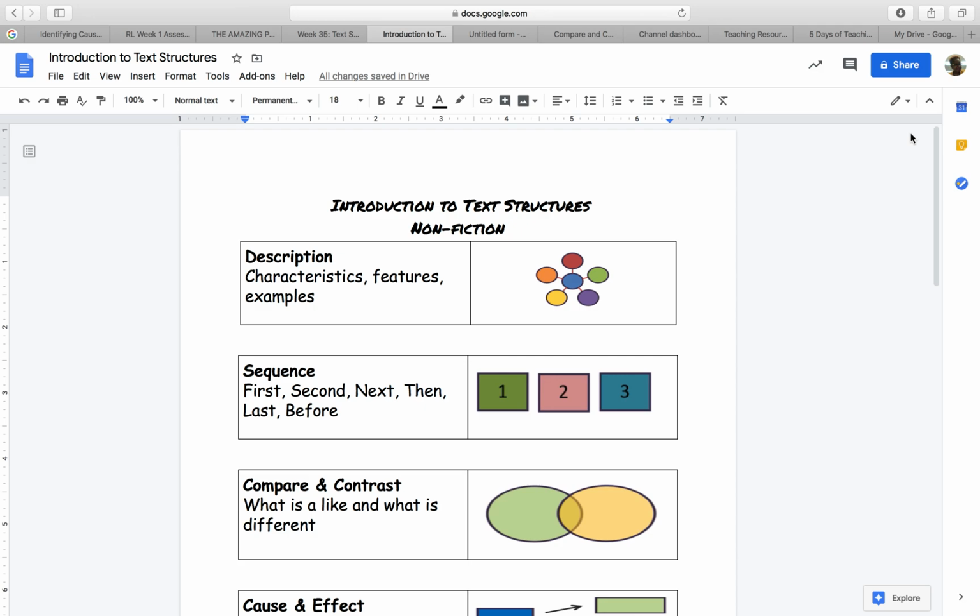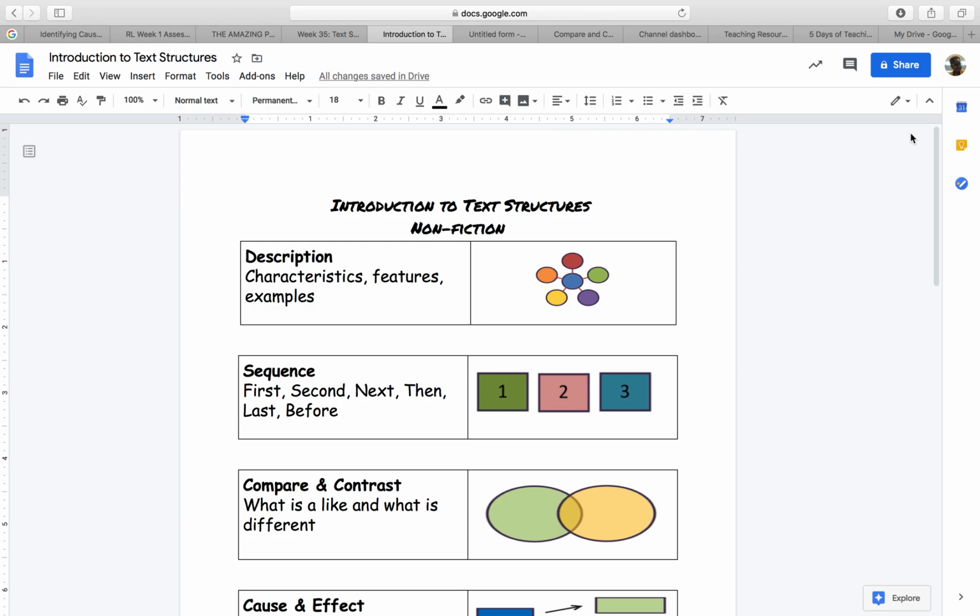And lastly, the text structure helps us to understand better what's important. It helps us understand main ideas and details better. It helps us understand the theme better. And it also helps us be able to retell or put the story in our own words.